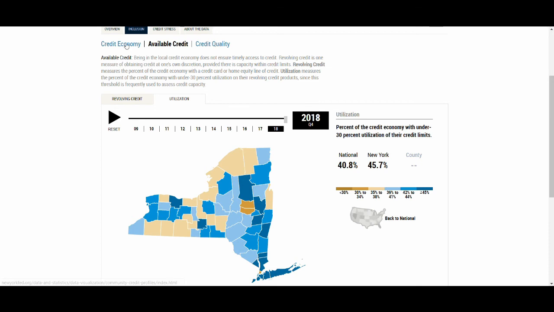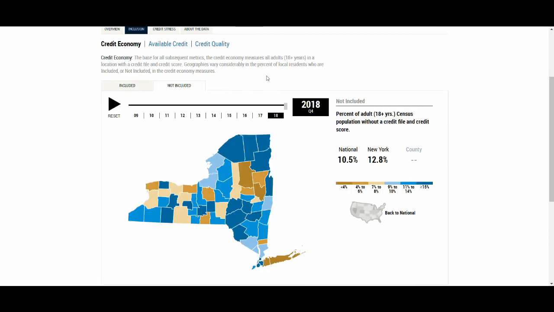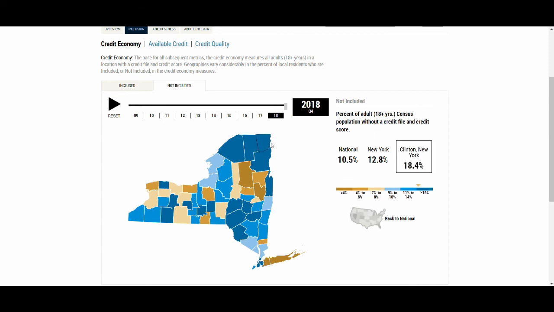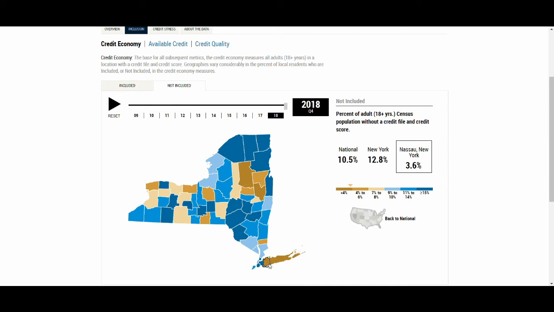Finally, let's look at the credit economy. Again, looking at people who are not included. So this is looking at the population, percent of adults 18 years or over without a credit file and a credit score. And you can see that it's low for the surrounding suburbs, 3.6 in Nassau, 3.5 in Suffolk. Not so much in many of the more upstate parts of the state.